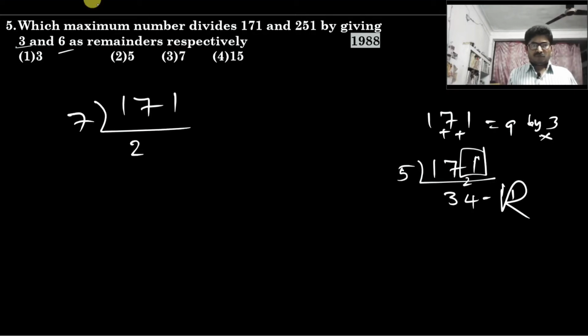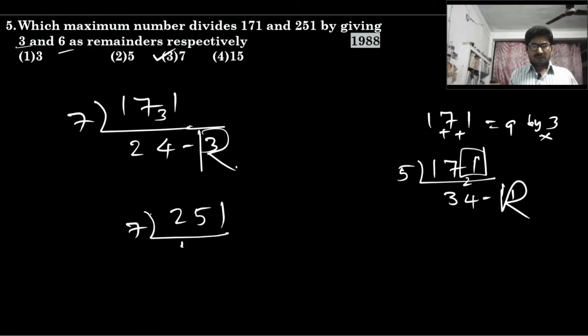7 2s are 14, 3; 7 4s are 28, 3. So 3 is the remainder. So option 3 is the correct. So when divided by 251, we get 6, no doubt.